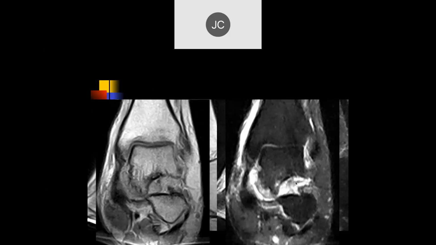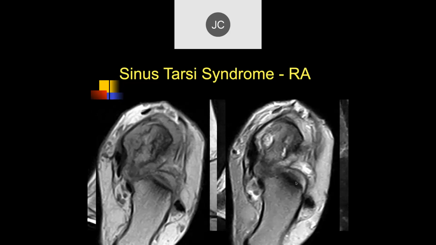And if you remember when we talked about sinus tarsi syndrome, there are a number of different etiologies. Probably the most common is traumatic injury to the interosseous or cervical ligaments, leading to chronic instability of the subtalar joints. But another one that used to be much more common in the older days was rheumatoid arthritis. Do you think the tibiotalar joint is also involved, John?